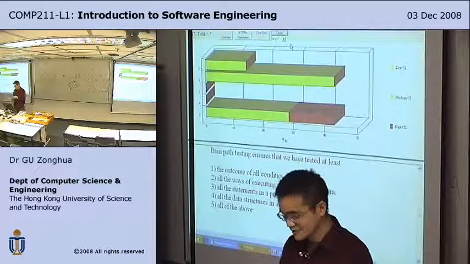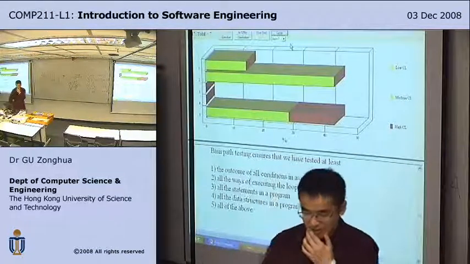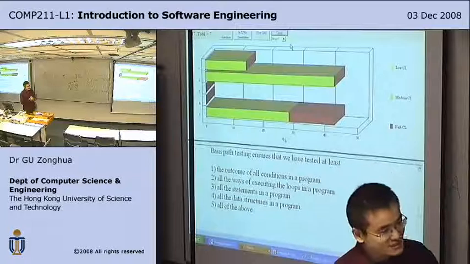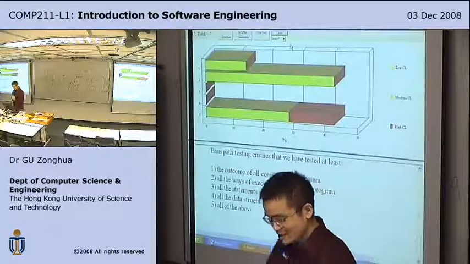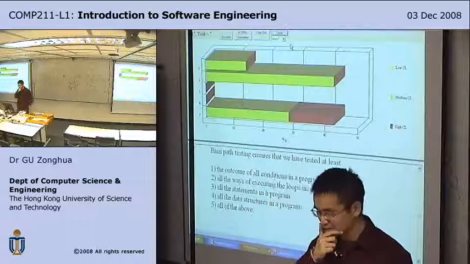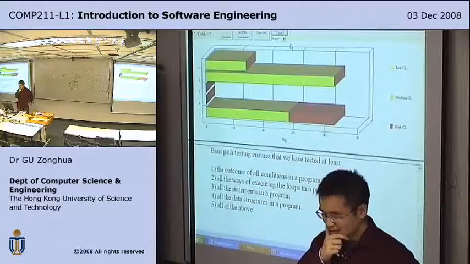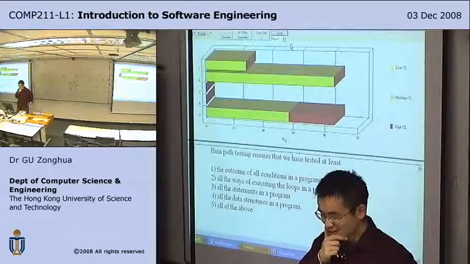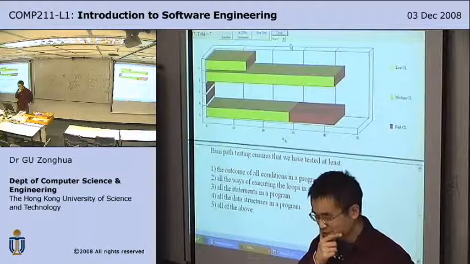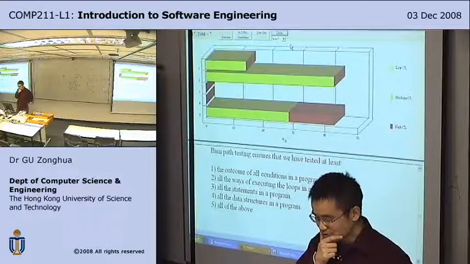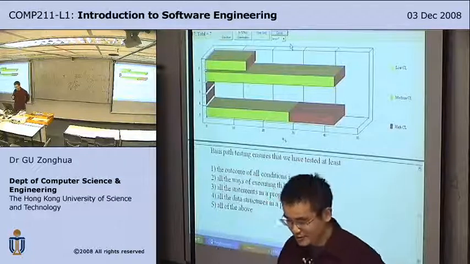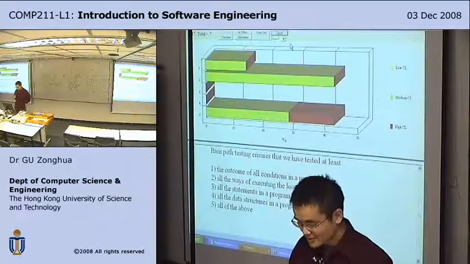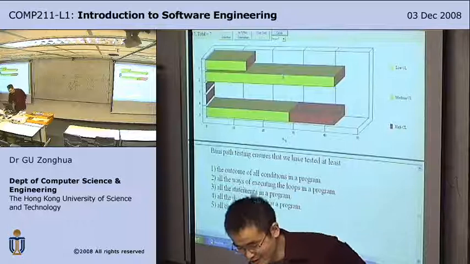This is a little vague. It should test all the possible branching conditions, but the outcome of all conditions? So I think this question is ill-phrased. It certainly tests both branches for all if-then-else conditions. So I think it's not a very clear question.